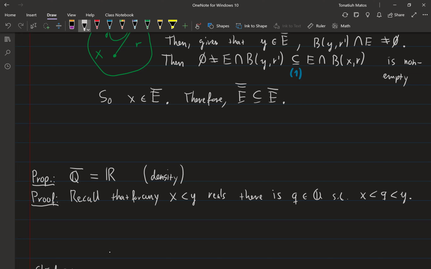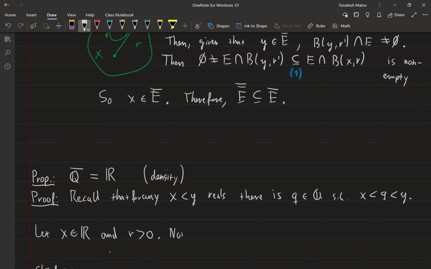So obviously the rationals are contained in the reals, and therefore taking the closure changes nothing, right? So the closure of the rationals is definitely contained in the reals. That's the space we were talking about. But we have to do the other inclusion. So take a real number. How do we show that this real number is in the closure of the rationals? Well, you take a radius, like we just did up here, and show that it intersects.